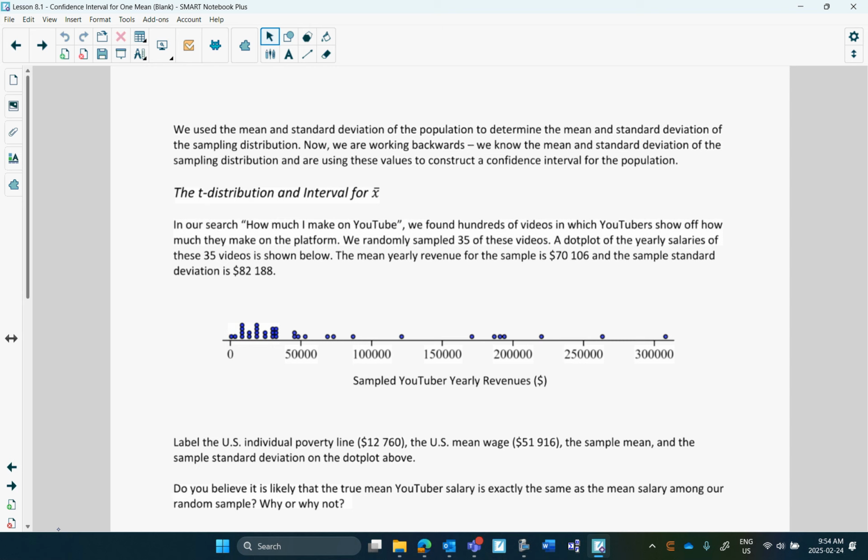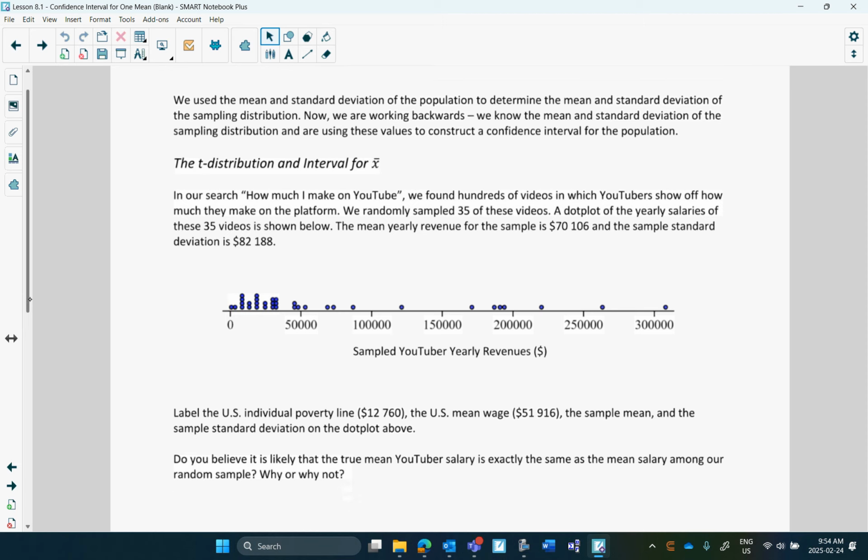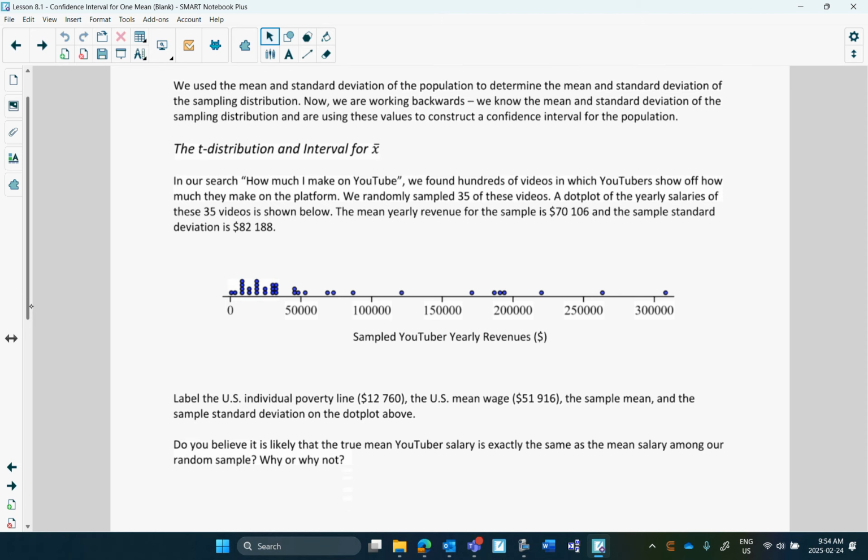Don't worry about this little t here for a second. That will be explained. So in that search, they sampled 35 of those videos and calculated the mean salary, as shown in the dot plot here. Here are the 35 samples. And we see that we've got a right skew going on, where the majority are in 0 to 35,000 or something like that. And then you start getting some individual data values that are significantly higher.